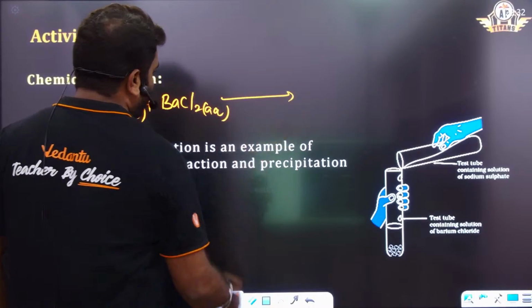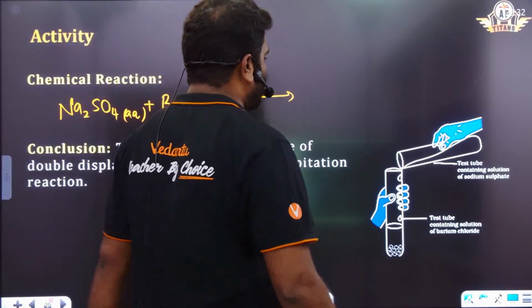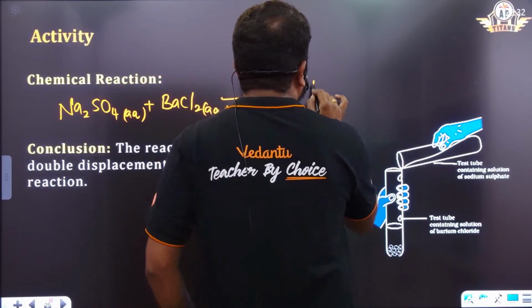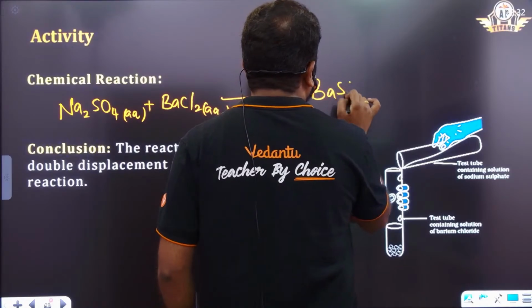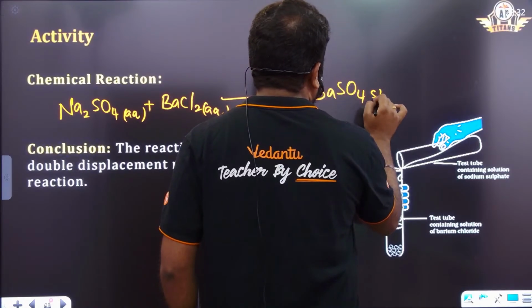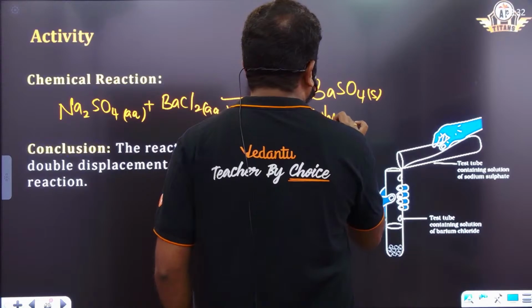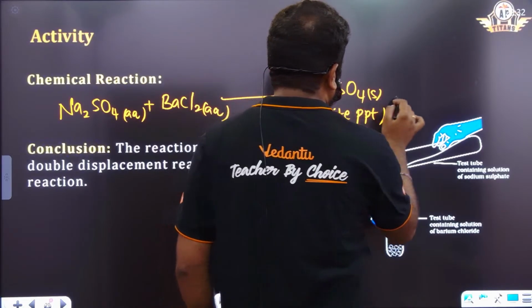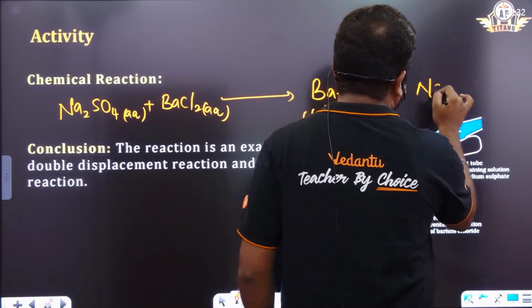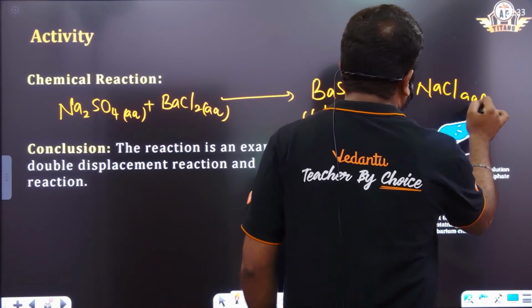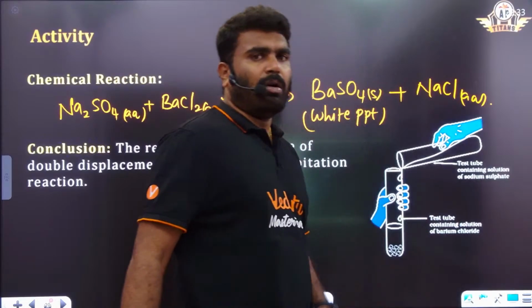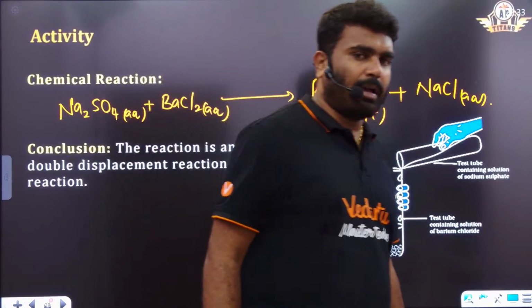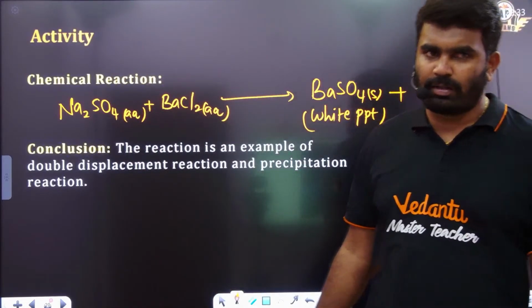Okay, what is happening here? When we add these two solutions, we will be getting barium sulfate, BaSO4 solid. So this is a white colored precipitate. This white colored precipitate is formed along with sodium chloride also formed, right? Na2SO4 plus BaCl2. Yes, very good.